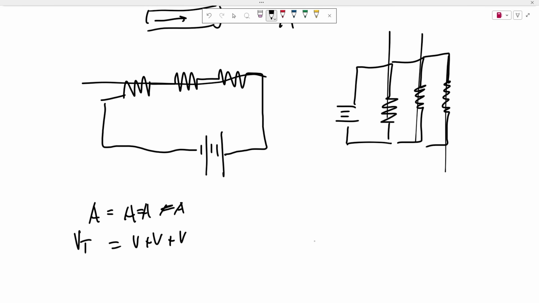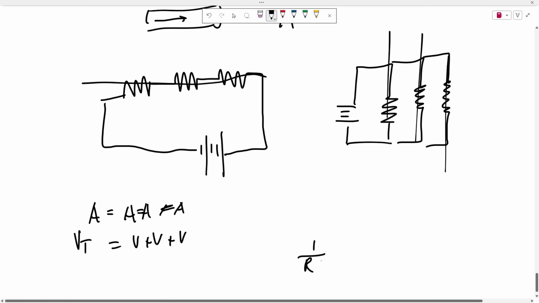With a parallel circuit, 1 divided by the equivalent resistance. By the way, the equivalent resistance is the total resistance in the circuit. So 1 over the equivalent resistance is equal to 1 over each one of these resistors added together.